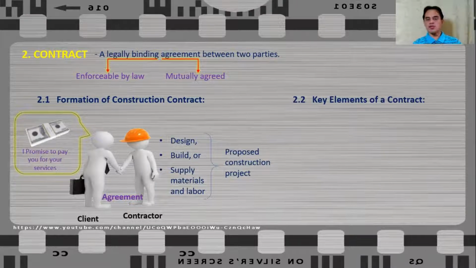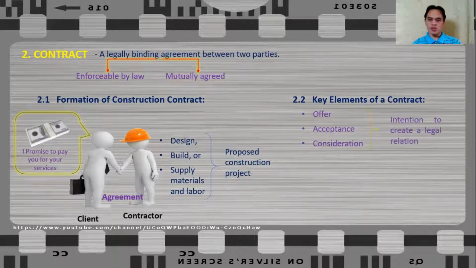Now, there are key elements of the contract, and these are offer, so there must be an offer, and the offer must be accepted, or the acceptance of the offer, and there should be a consideration. So while undertaking all these elements, there must be an intention to create a legal relationship. So these are the key elements of the contract. Let us discuss deeper into these elements of the contract.